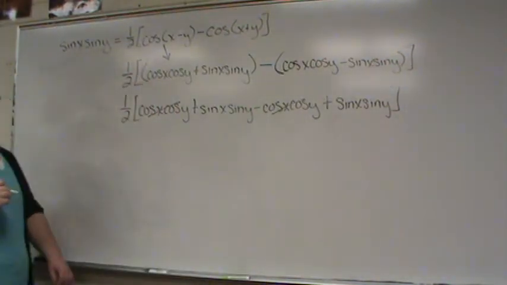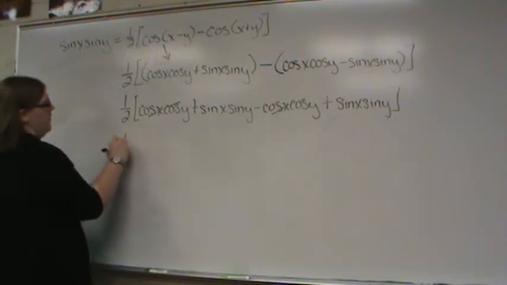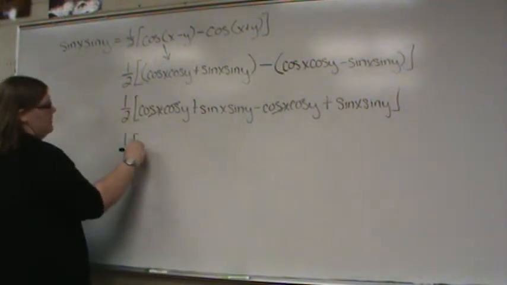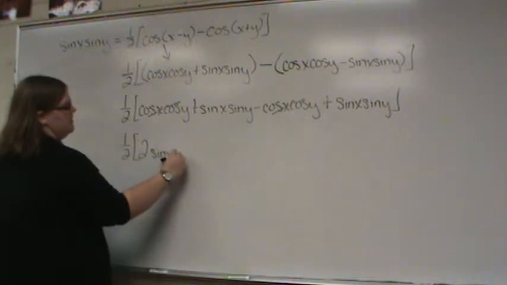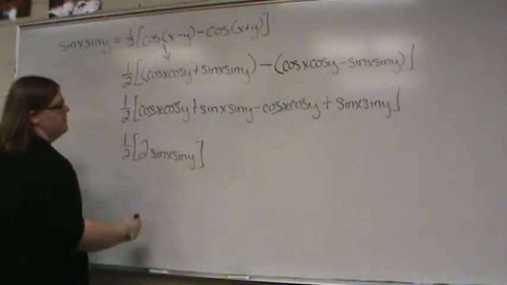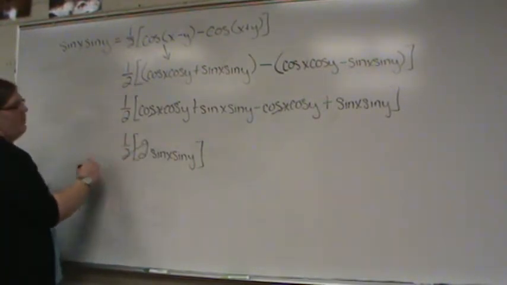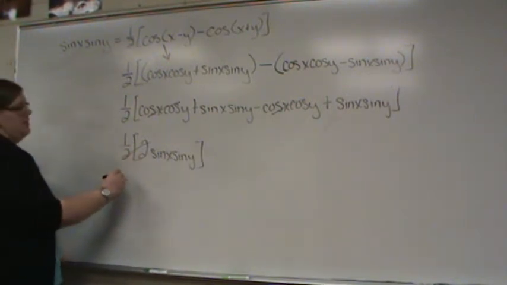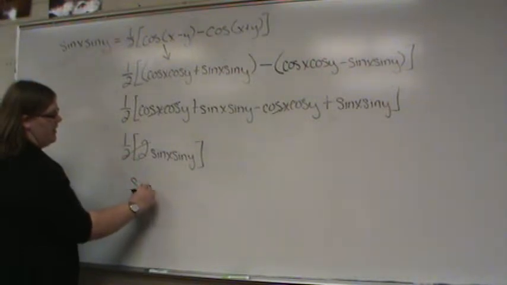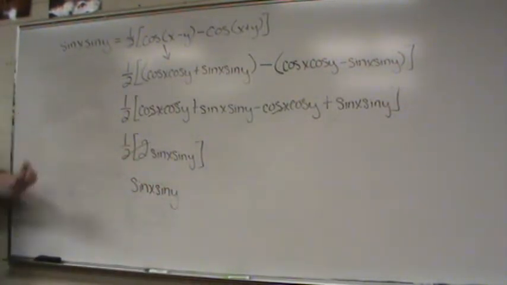And then we can combine those, so we have 1/2 times 2 sine x, sine y's. So now what? Distribute the half. You can distribute the half or just recognize that the 1/2 will cancel out with the 2, and you end up with sine x, sine y, which was what we were trying to do.